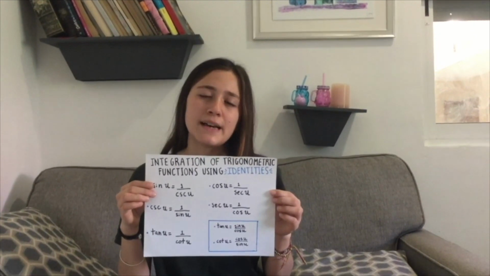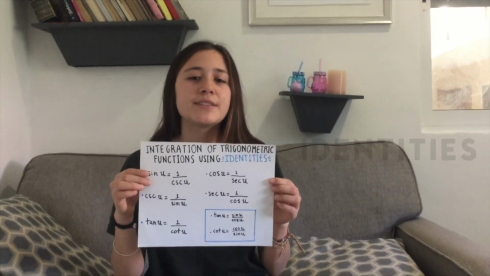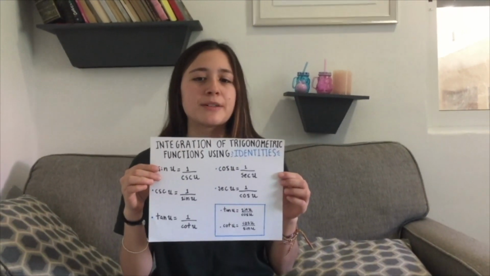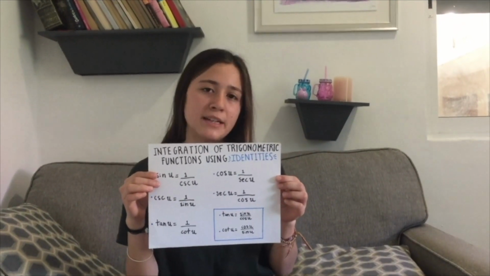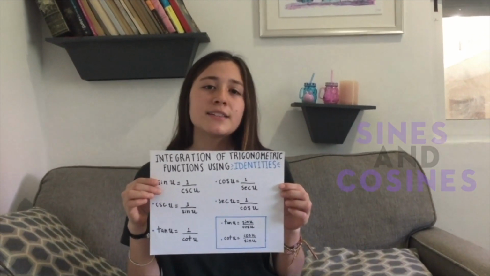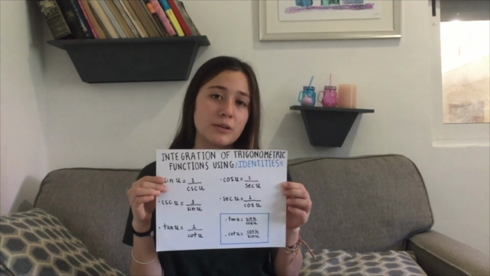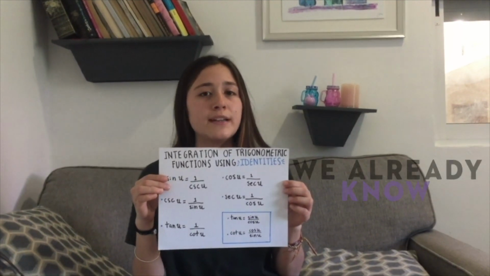In order to solve certain types of integrals, it is necessary to use identities, which will allow us to express a trigonometric function as a combination of sines and cosines. They consist in simplifying an unfamiliar trigonometric function into something we already know how to integrate.